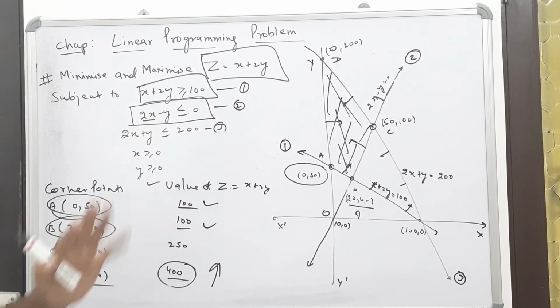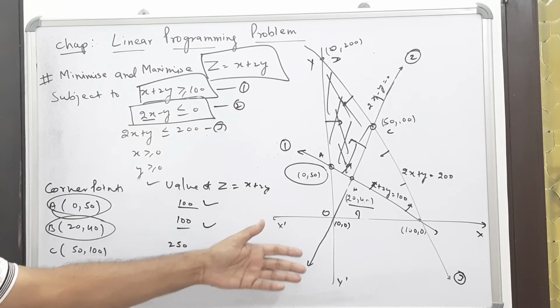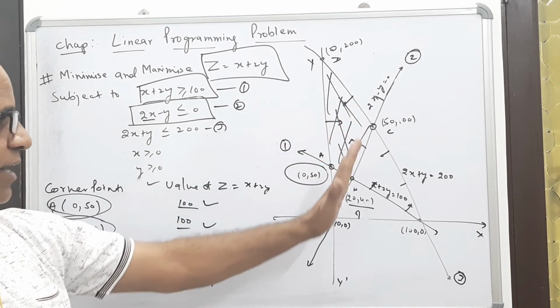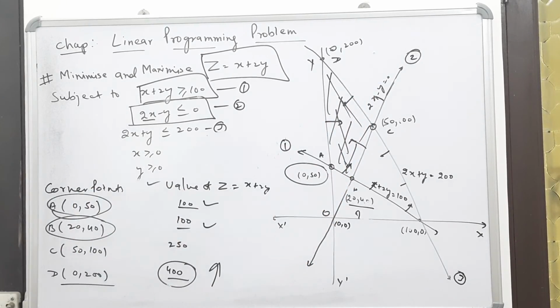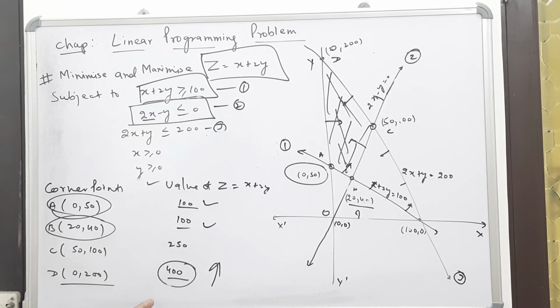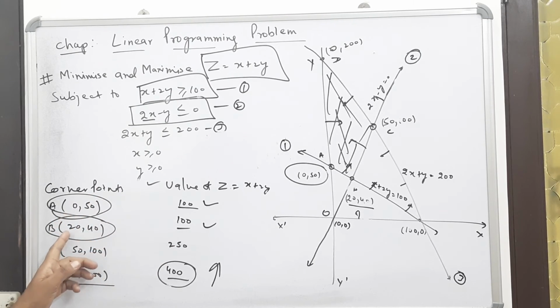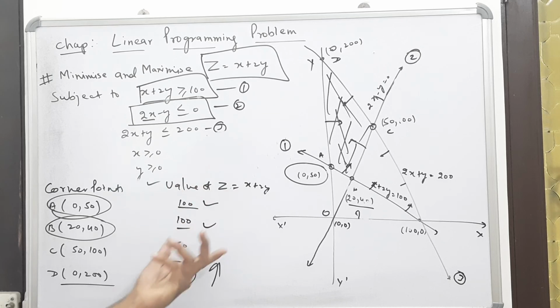So this is the most complex problem in the linear programming problem where everything is there, like less than, more than, and even the line is passing through the origin also. So the answer is the minimum value is 100 and the maximum value is 400. The minimum values are at the point 0, 50 and 20, 40 and the maximum value is at the point 0, 200. I hope this is clear to you.